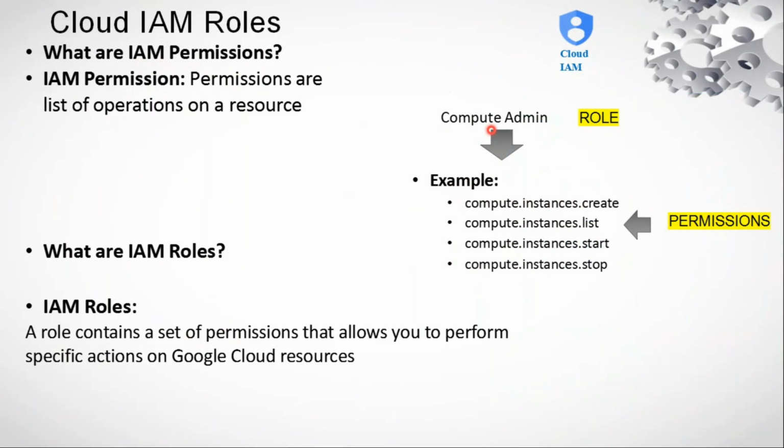What is the role here? The role we can say is compute admin. Compute admin is a role. This role has a total of four permissions: create, list, start, and stop. Like this, in GCP we have multiple roles, and each role has multiple permissions. Let's discuss roles and permissions practically first, then we come back to the slides later.